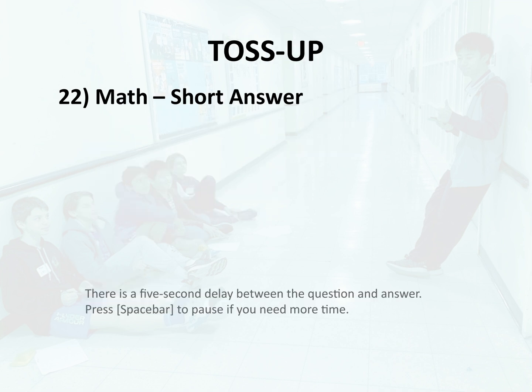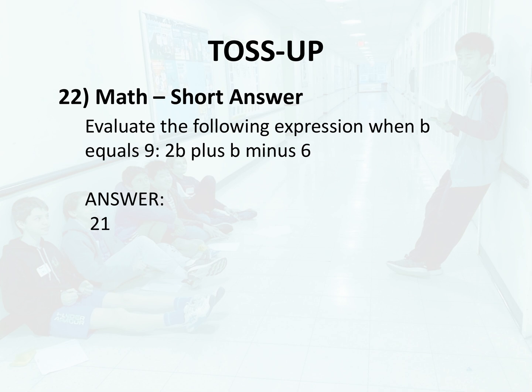Toss-up 22. Math, short answer. Evaluate the following expression when b equals 9. 2b plus b minus 6. Answer: 21.